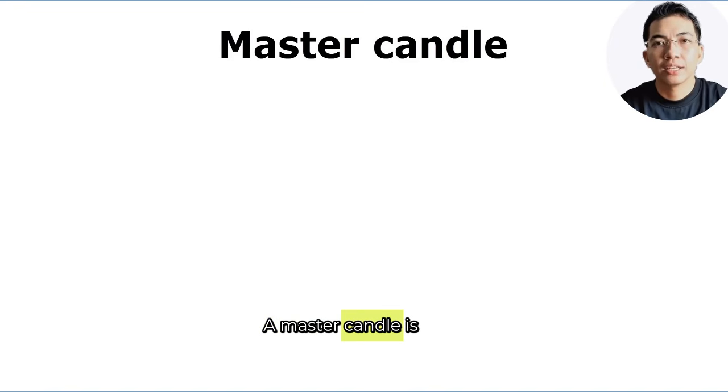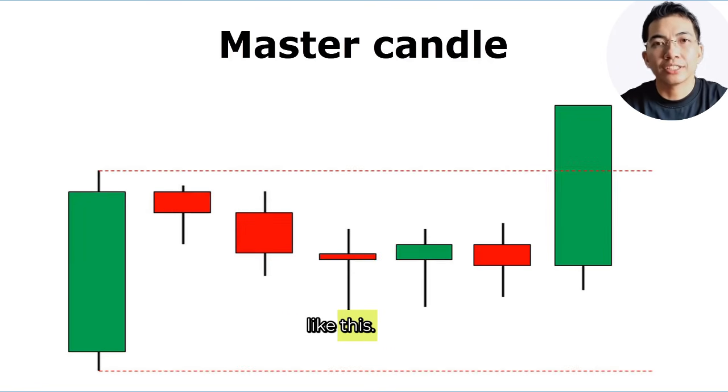A master candle is a rising or falling 3 method with more than 3 candles in the second phase, so it will look like this. This is exactly like the rising 3 method, but it has 5 candles in the second phase. It can also have 4 candles or more than 5. In my experience, this pattern works from 3 to 9 candles in the second phase.